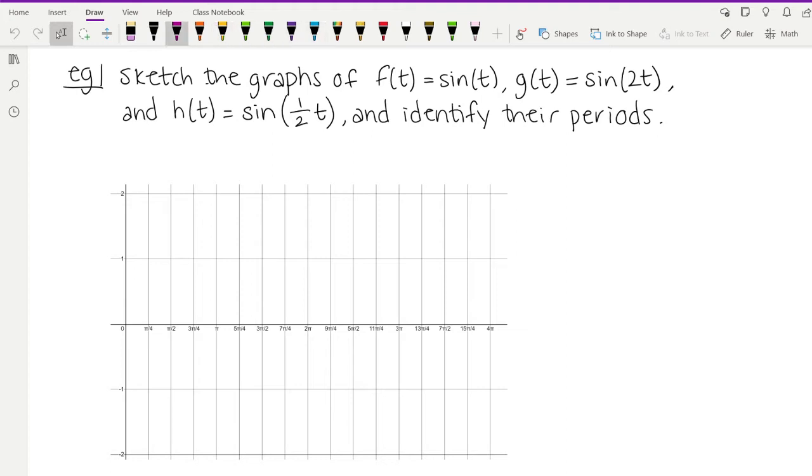So let's start by sketching the graph of sine of t. So f of t is equal to sine of t. We know that that starts at 0, 0. It hits a maximum at pi over 2, goes back to 0 at pi, goes down to -1 at 3 pi over 2, and then back to 0 at 2 pi. Okay, so that's our original graph. This is going to be f of t. Okay, so next up we have g of t is equal to sine of 2t.